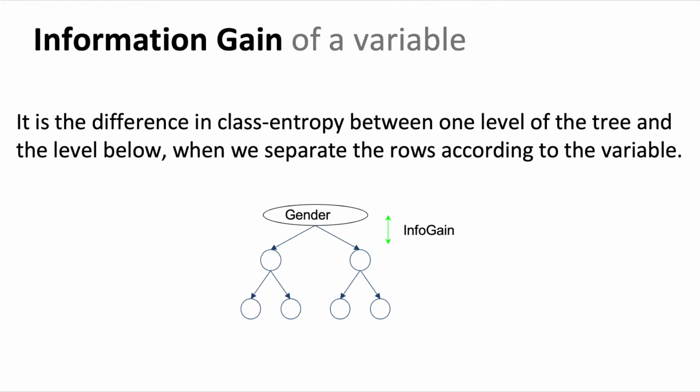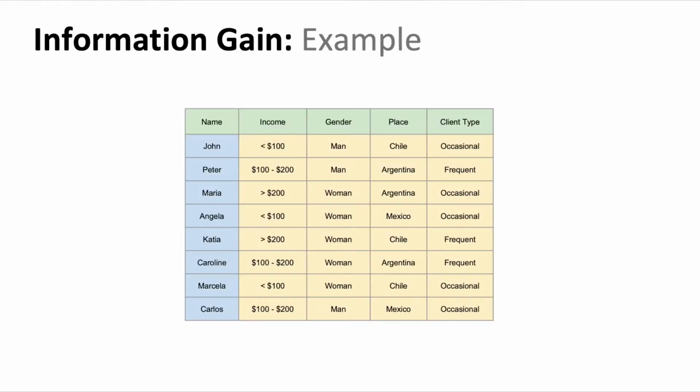Another way to see the information gain is that it calculates the difference in class entropy between one level of the tree and the level below, when we separate the rows according to that variable. So again, I'm trying to give some intuition on what the information gain is pursuing, to calculate the quality, or the score, of a variable. Now we are going to see one example, and it's going to be much easier to understand. Let's go back to our table.